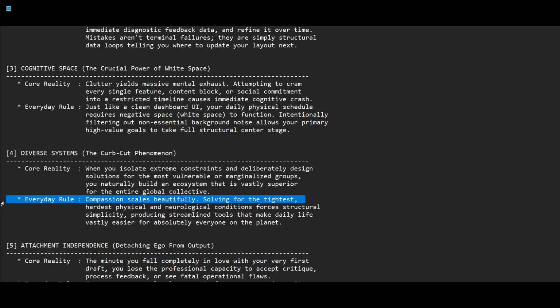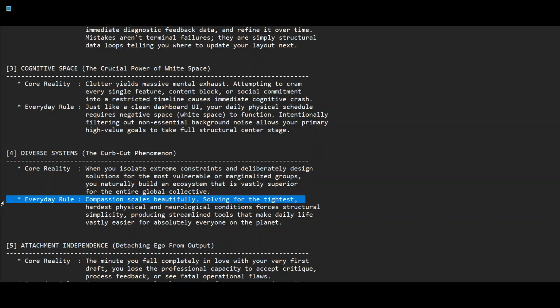Compassion scales beautifully. Solving for the tightest, hardest physical and neurological conditions forces structural simplicity, producing streamlined tools that make daily life vastly easier for absolutely everyone on the planet. This is actually quite a good thing to learn. So, what is that? The curb cut effect.